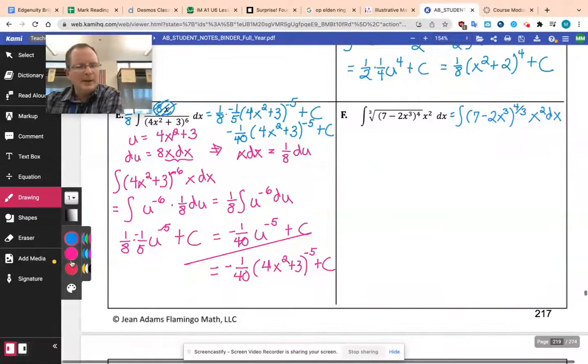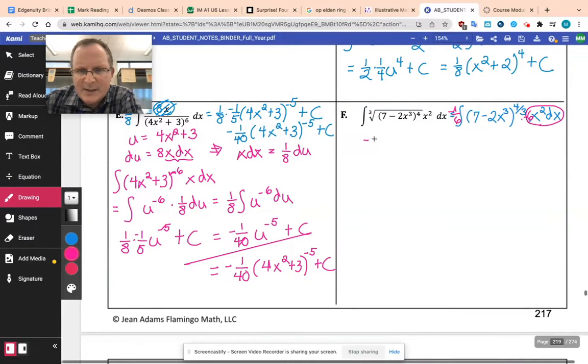Okay, all right, I think I'll do the pattern recognition first. Obviously the most complicated thing is the 7 minus 2x cubed to the 4/3. If the chain rule had happened, the derivative of the inside would be negative 6x squared, and we have an x squared. So that's cool. So a negative 6 here multiplied, and then a negative 1/6 to make up for it. That is all chain rule right there.